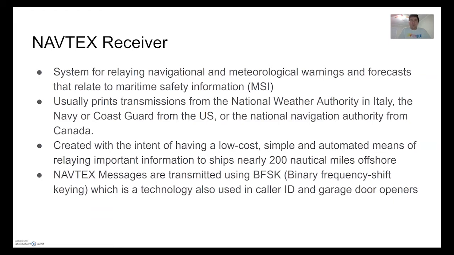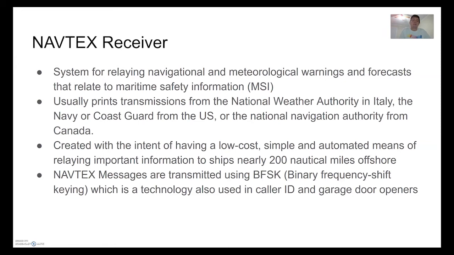So the next A1 radio I'd like to discuss is the NAVTEX receiver. It is a system for relaying navigational and meteorological warnings and forecasts that relate to maritime safety information, also known as MSI. And it usually prints these transmissions from the National Weather Authority in Italy, the Navy or Coast Guard from the United States, or the National Navigation Authority of Canada. This receiver was created with the intent of having a low-cost, simple, and automated means of relaying important information to ships nearly 200 nautical miles offshore.